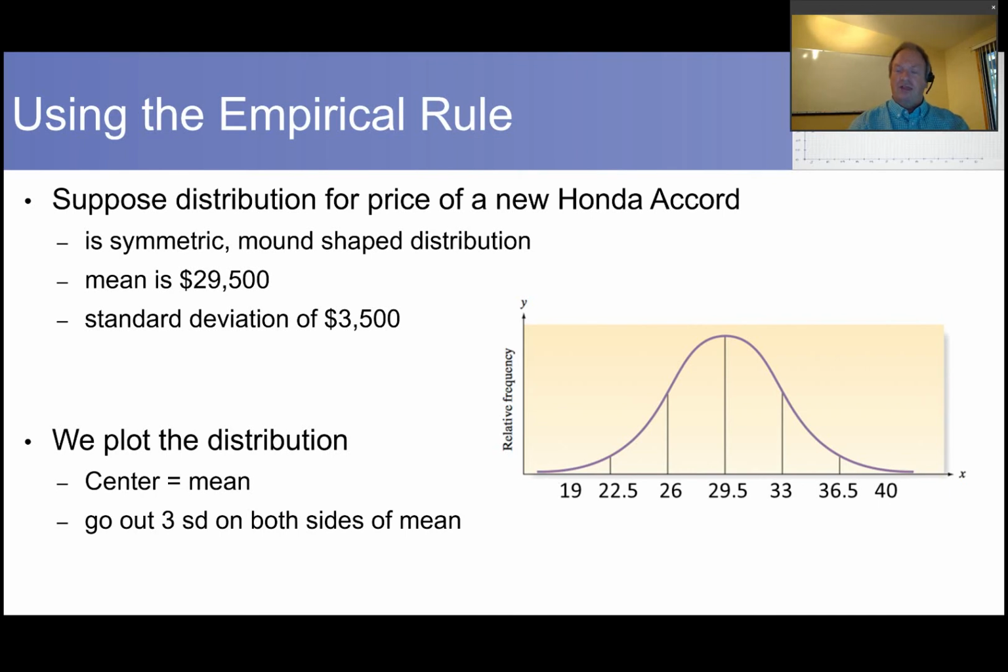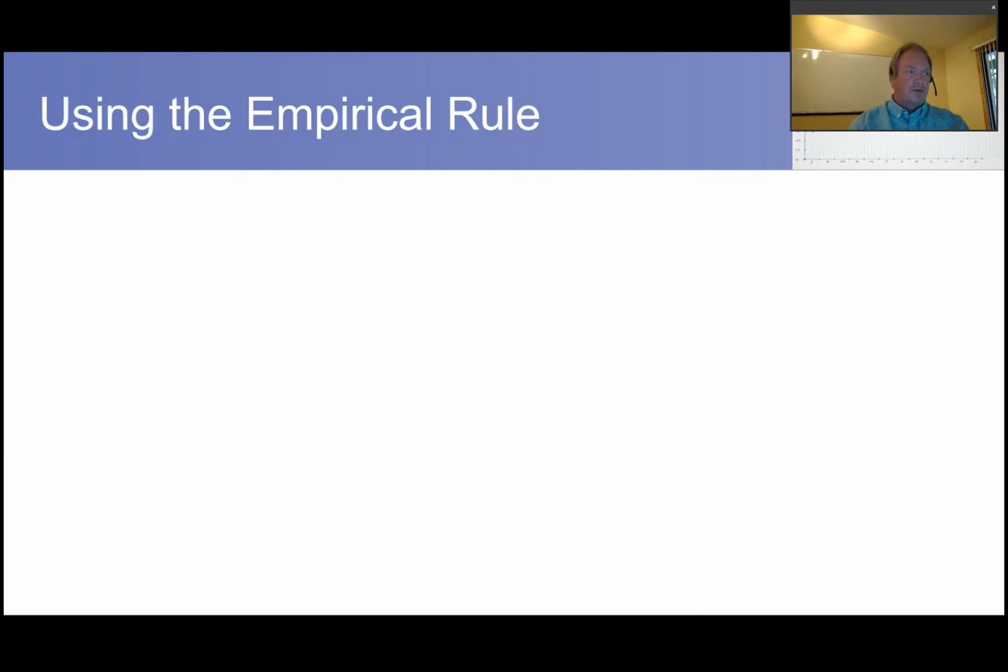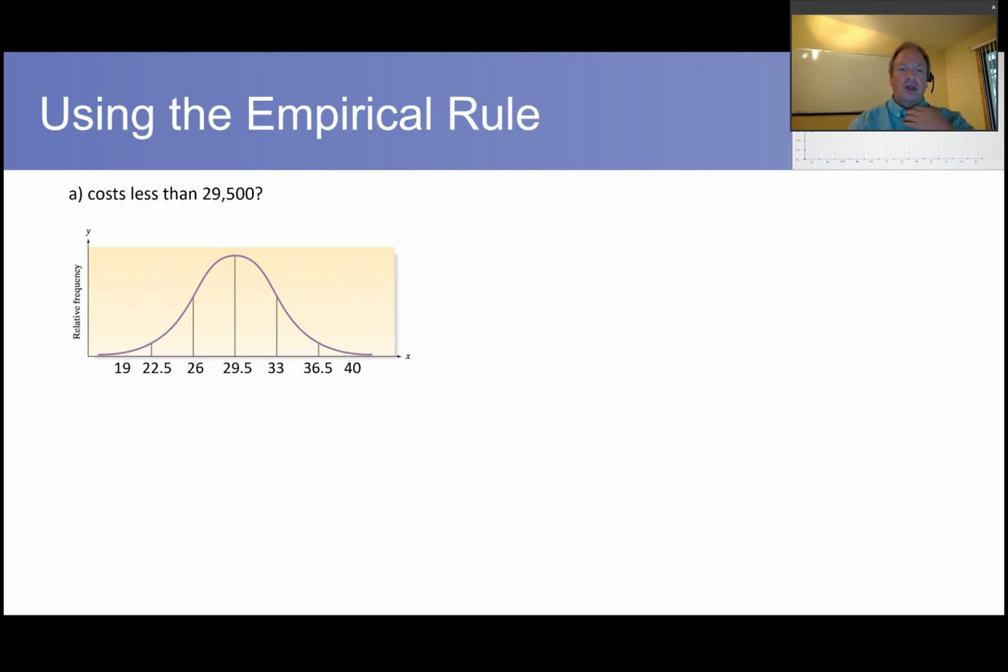Notice the standard deviation is kind of like a ruler, right? We're measuring things in units of standard deviation. And now let's ask some questions that we can answer with the empirical rule here. So suppose I want to know what is the likelihood that a randomly chosen car has a price less than 29,500. Well, again, we're going to go back to what we know about these curves, right?